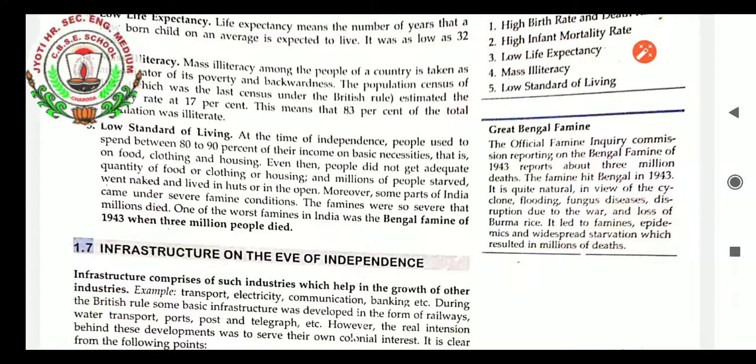At the time of independence, people used to spend between 80 to 90% of their income on basic necessities, that is on food, clothing and housing. Even then, people did not get adequate quantity of food or clothing or housing, and millions of people starved. Starved means they did not have these needs also. They went naked and lived in huts or in the open. Moreover, some parts of India came under severe famine conditions.